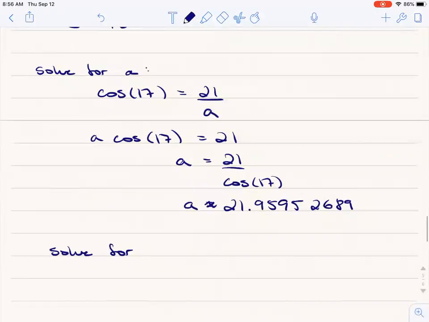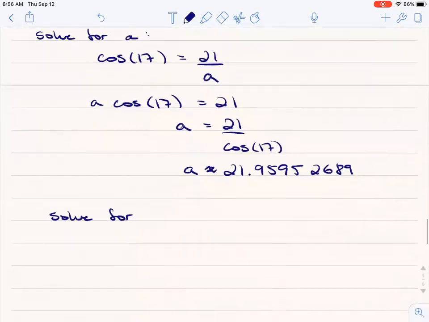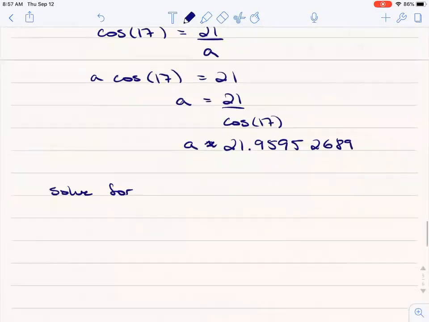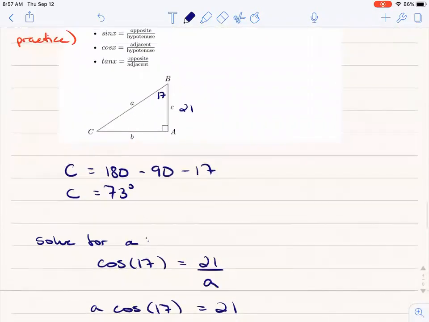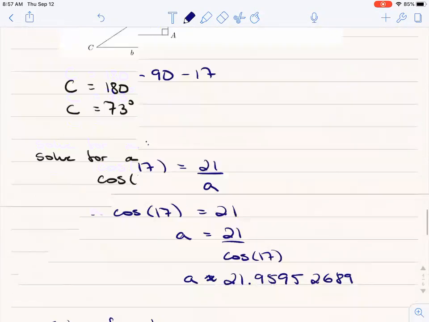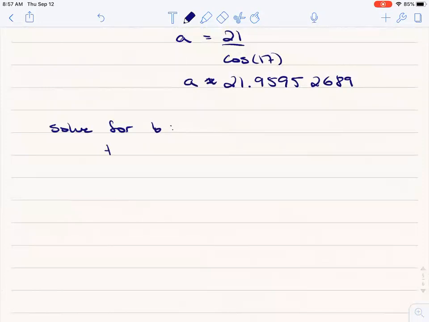Solve for B. So B is the opposite of 17 degrees, and we've got the adjacent, so we've got opposite over adjacent, which is tan. So we're just going to use that. The tan of 17 is the opposite, which is B, over the adjacent, which is 21.